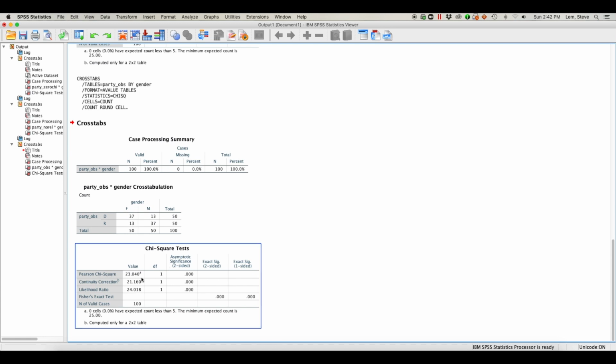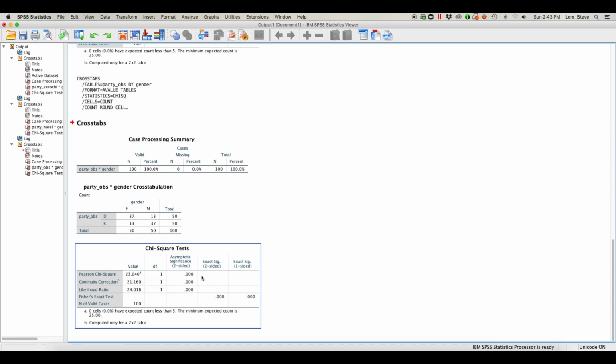Here, once again, SPSS calculates our chi-squared value for us. It's 23.04, which is what we got by our hand calculation earlier in the video, and we still have 1 degree of freedom. Now here you'll see with such a high value, 23.04, our significance level is 0.000. It doesn't really mean that it's 0, it just means that it's smaller than the 3 decimal places.